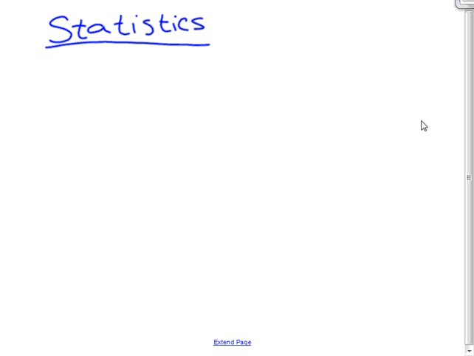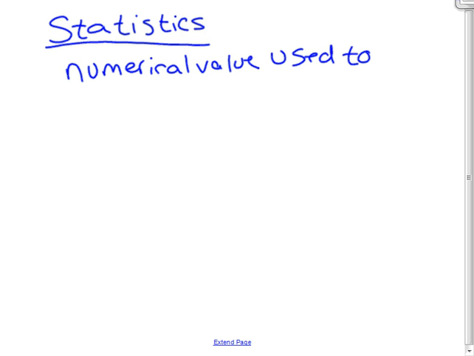In this video, we're going to take a look at statistics. We're going to look at some of your basic mean, median, mode, range. Those are statistics you've done in the past. And then we're going to get into variance and standard deviation. Statistics just include a numerical value used to summarize and compare data.